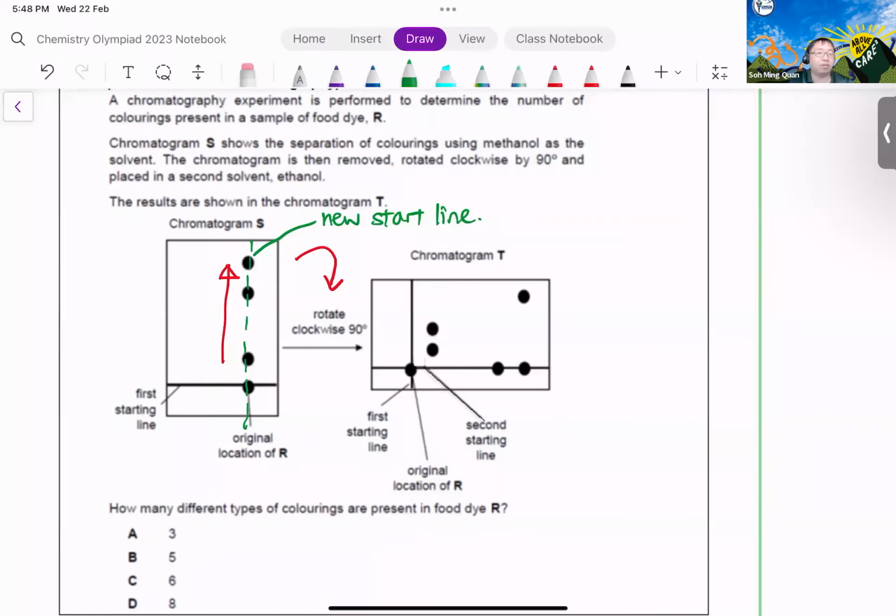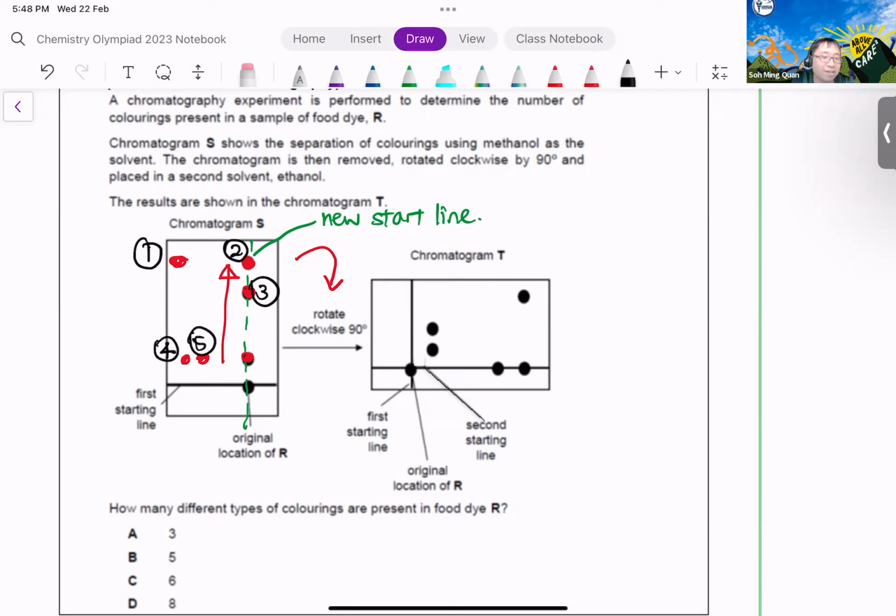So what do you see? If you rotate it, this dye has formed two spots. This dye remains on the start line. This dye, the last one, remains on the start line plus one more spot somewhere further away. So you have to count how many spots are there. 1, 2, 3, 4, 5.